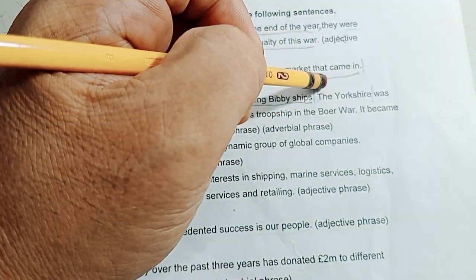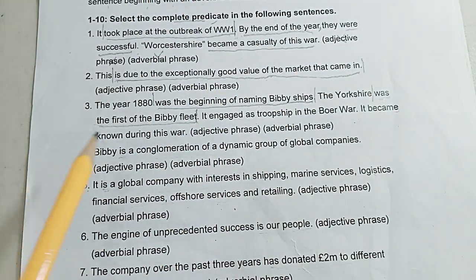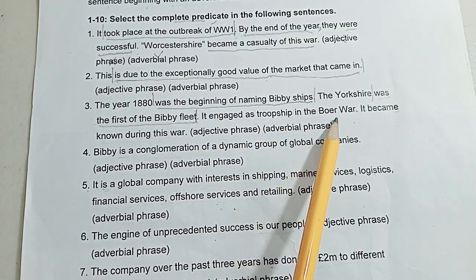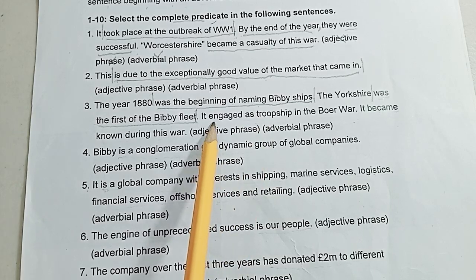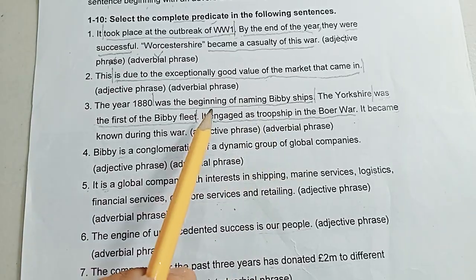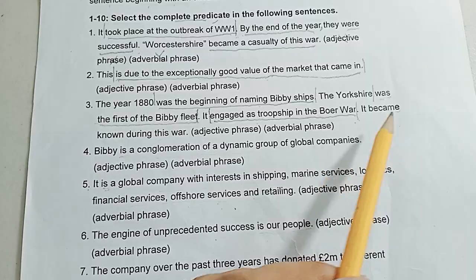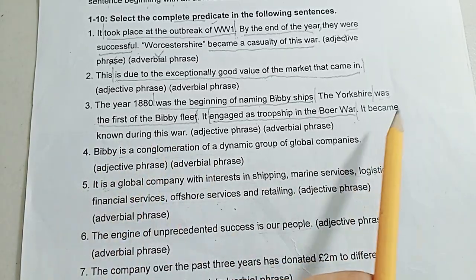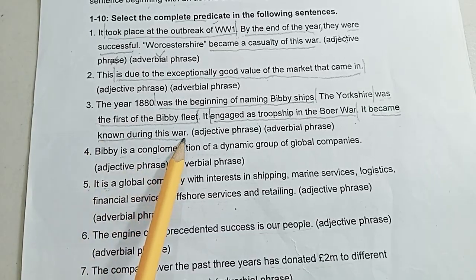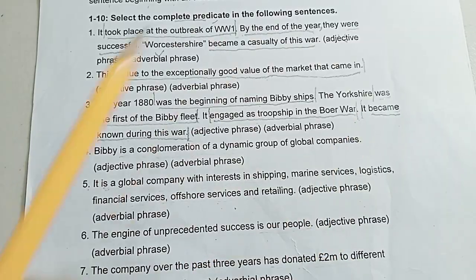Okay, that is your complete predicate. Next, it engaged as true ship in the Boer War. Engaged is your verb up to the Boer War. That is your complete predicate. Next, it became known during this war. Verb is became up to during this war. So that is your complete predicate.